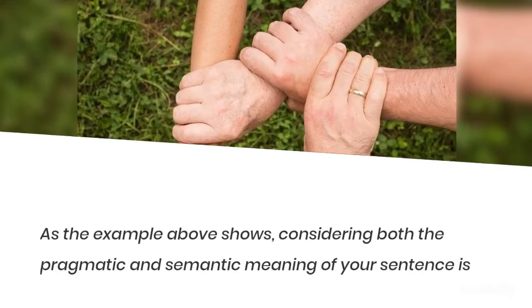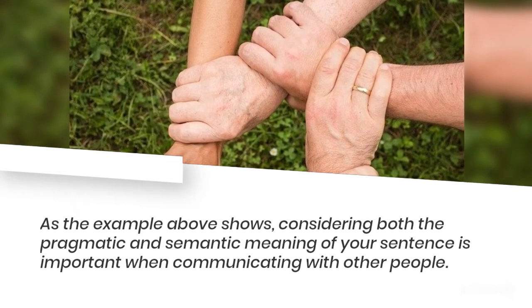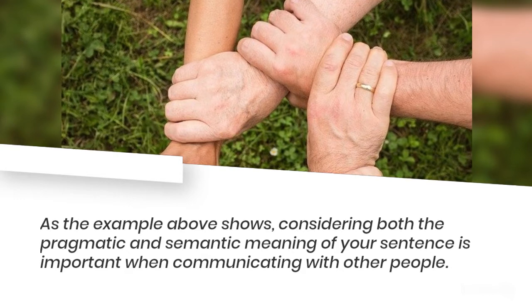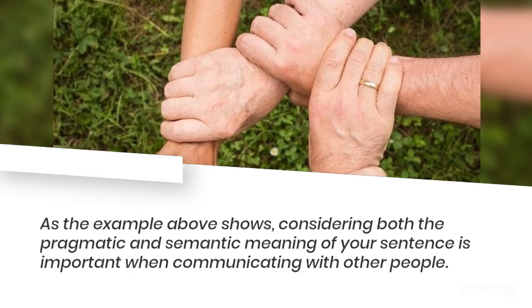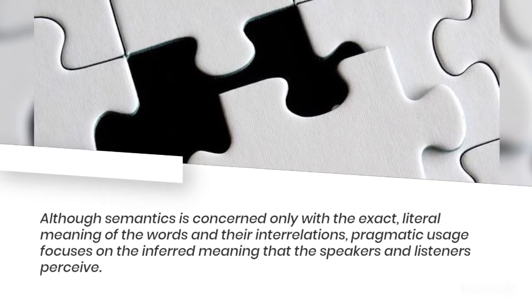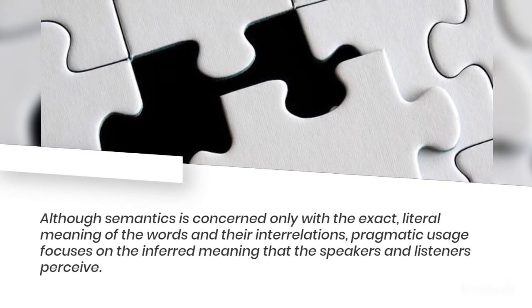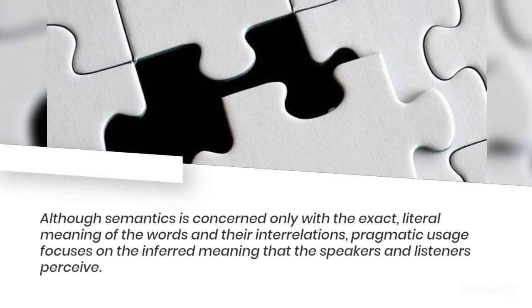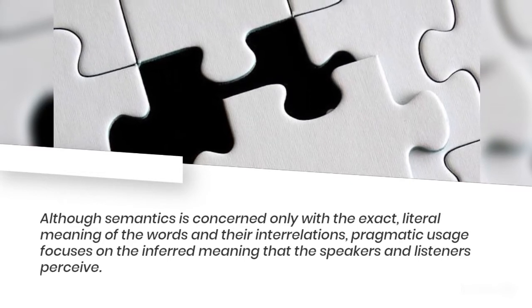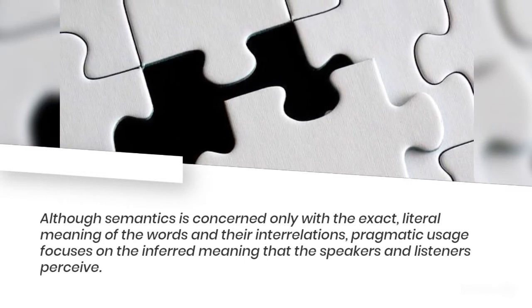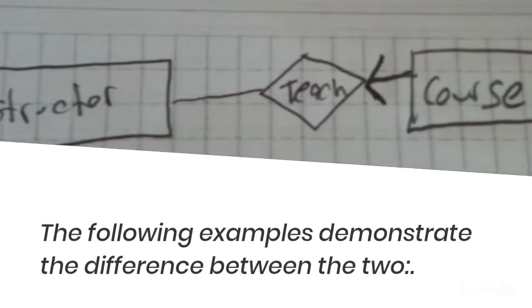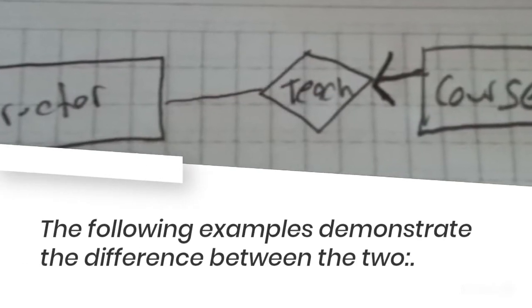As the example above shows, considering both the pragmatic and semantic meaning of your sentence is important when communicating with other people. Although semantics is concerned only with the exact, literal meaning of the words and their interrelations, pragmatic usage focuses on the inferred meaning that the speakers and listeners perceive. The following examples demonstrate the difference between the two.